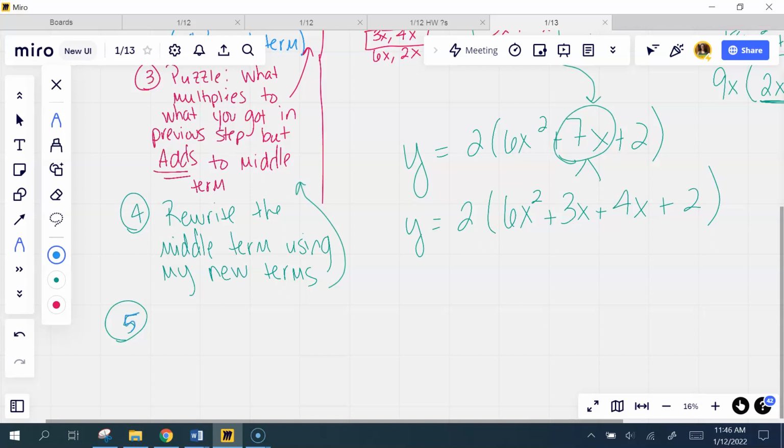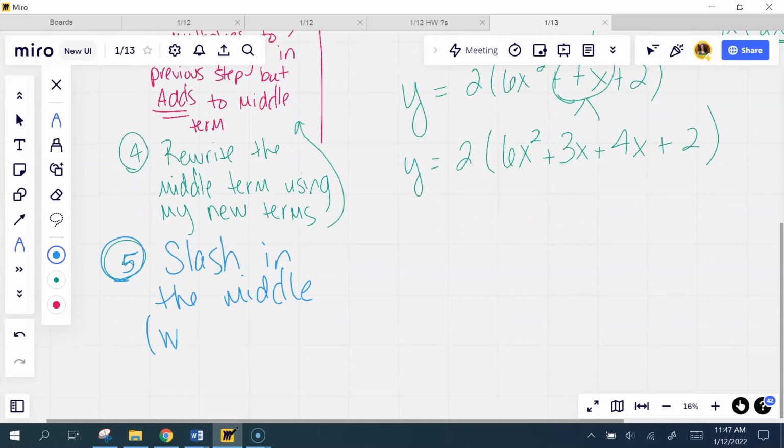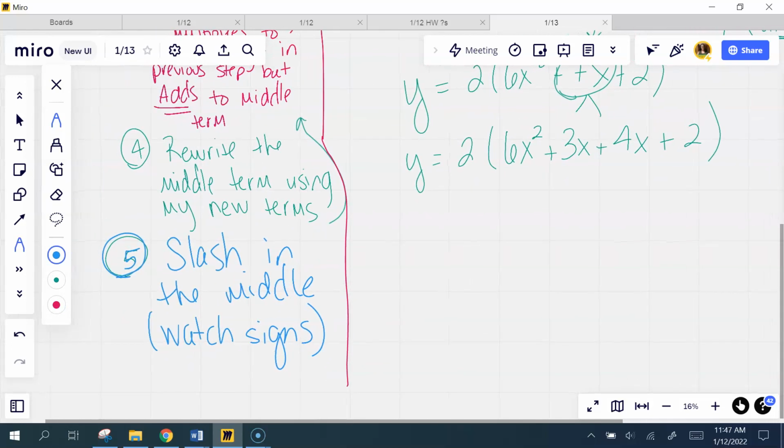I like to call this step slashing. We're going to slash in the middle. This is an easy one because the signs are all the same, but I will tell you, you will need to watch signs if you have any subtraction signs, and I'll show you exactly what we'll do with those in that situation. But what I want to do is take this quadratic, it is still a quadratic in fact, and I'm going to slash it in the middle. Always slash it after the second term and before that middle sign, okay?